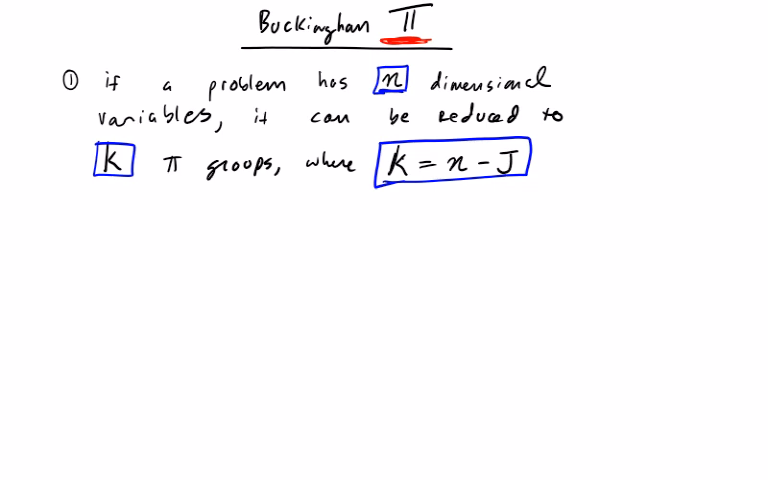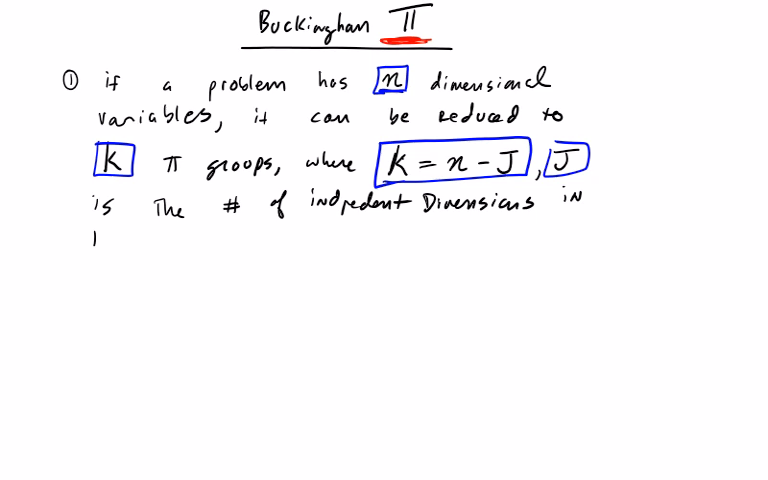Okay, and j is the number of independent, all right, dimensions in the group of n variables, okay? And the little caveat, at most, j can be less than that. All right, again, we'll talk about what that means. All right, so that's basically the idea here.